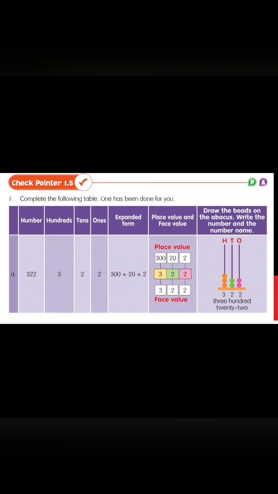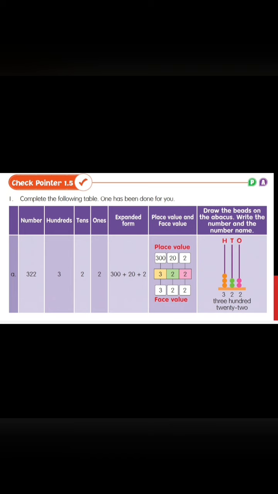After completing this, let us move to the check point 1.5. Here, the first main is complete the following table. One example they have done. So, the number is 322. We have to place it in its proper place, that is ones, tens and hundreds column, and we have to write the expanded form of this place value and face value, and you have to draw the beads on the abacus, write the number and number name. This and all I have taught you for the numbers from 201 to 300. Now we are learning from 301 to 500.